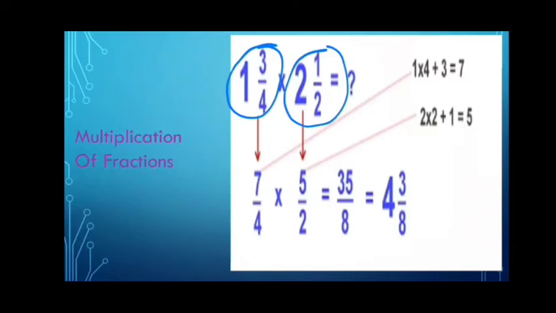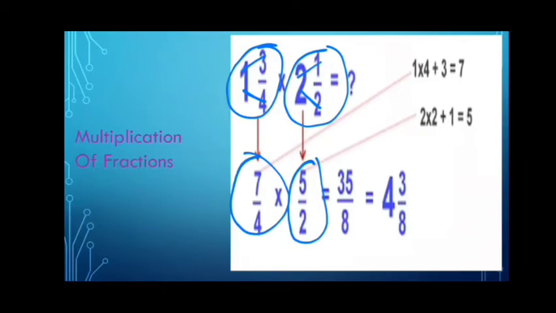mixed fractions to multiply, first step, you convert to improper fraction. Each fraction should be converted to improper fraction. How do you do that? 1 times 4 is 4, plus 3, and that is 7 over 4. Then 2 times 2 is 4, plus 1 is 5 over 2.